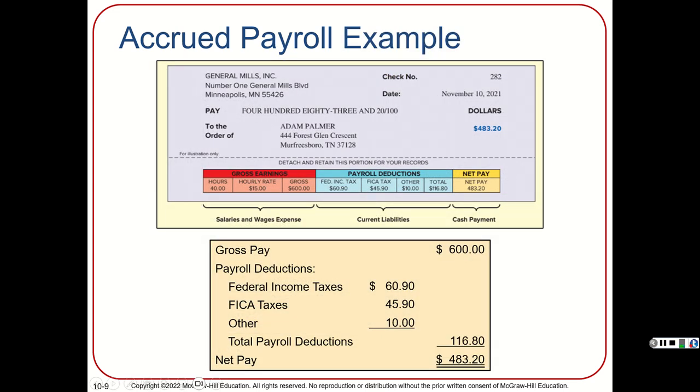All right, so this is what it looks like on the balance sheet, or I should say the journal. So you have your gross pay of $600, your federal income taxes, Social Security, and other withholdings, and then you have your net pay. So this is just your pay stub broken down a little bit differently. You have your salaries and wage expense here, your current liabilities, and then your cash payment here.